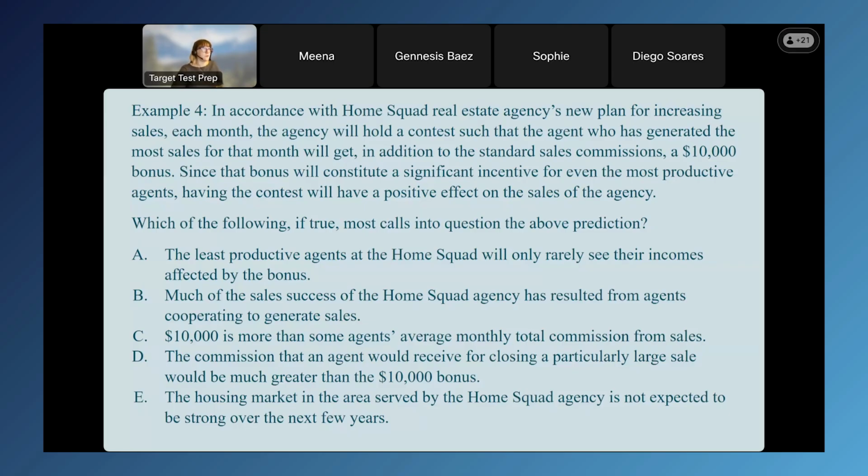In accordance with Home Squad Real Estate Agency's new plan for increasing sales, each month, the agency will hold a contest such that the agent who has generated the most sales for that month will get, in addition to the standard sales commissions, a $10,000 bonus. Since that bonus will constitute a significant incentive for even the most productive of agents, having the contest will have a positive effect on the sales of the agency.